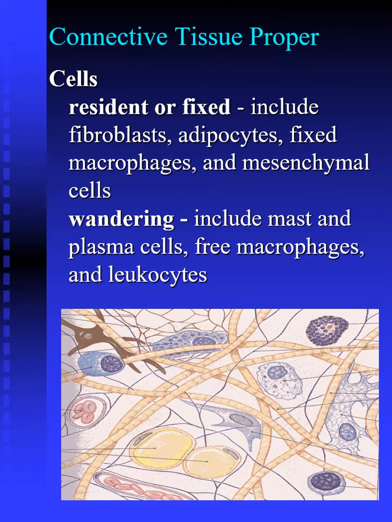The types of wandering cells that we have are derived from leukocytes. And again, leukocytes are white blood cells. So their role is to scavenge throughout the bloodstream as well as throughout the connective tissue and help us overcome any illness or fight off foreign invaders that we might be exposed to. So for these we have mast cells, plasma cells, free macrophages, as well as other leukocytes.